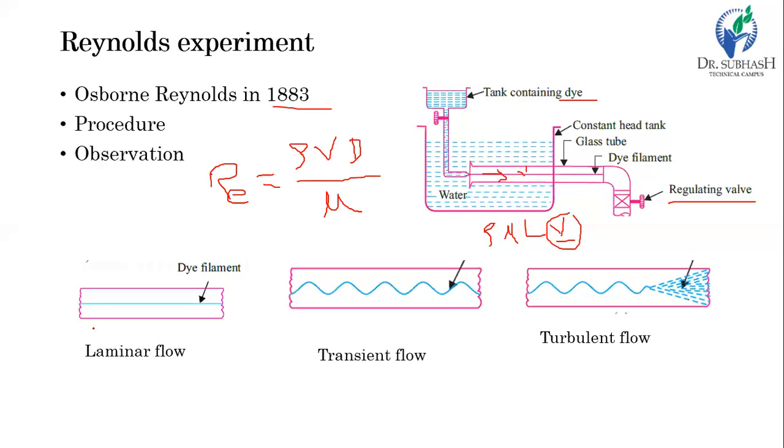He observed that with the increase of velocity, when the value of the Reynolds number crosses 2000, he got the wavy line, which is considered the transient flow. With further increase of velocity, when the Reynolds number crosses the value of 4000, you get the result like this. It is called turbulent flow, with very high velocity.